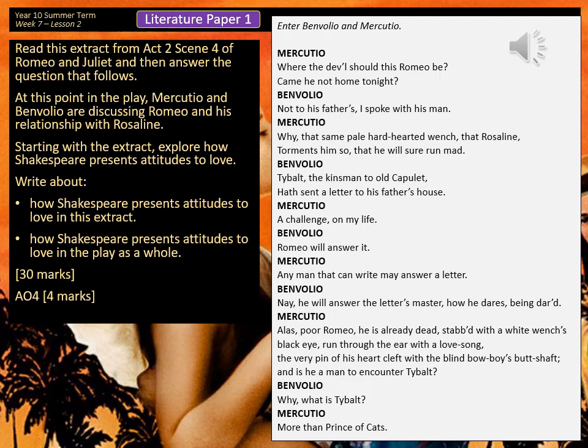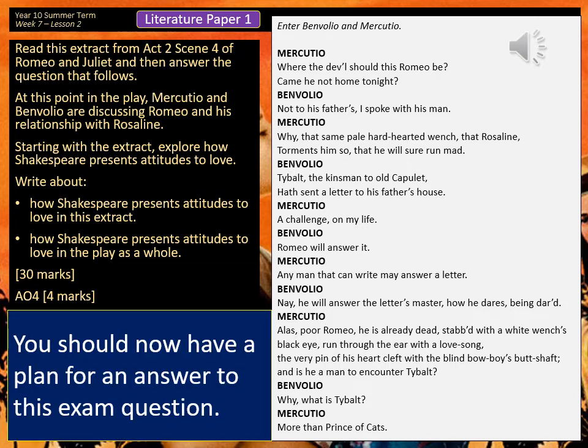Okay, Year 10, this is lesson 2 for this week. And as a reminder, here's the question that we're working towards. It's the extract from Act 2, Scene 4, and you're exploring how Shakespeare presents attitudes to love in this extract and the rest of the play. By now, you should have a full planned response to this question. So the next step would be to start writing, but before you start writing the full response, let's remind ourselves of what we're aiming for.